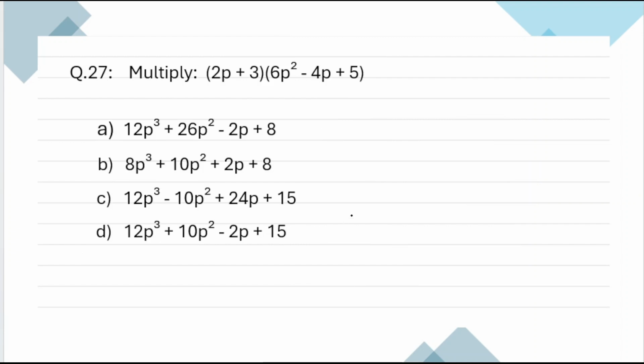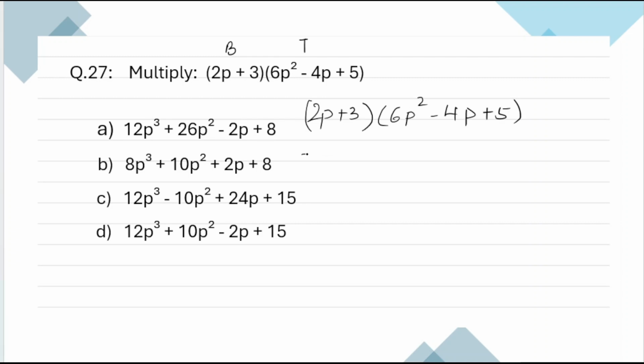Multiply 2p plus 3 with the trinomial 6p square minus 4p plus 5. So this is a binomial and this is a trinomial. But the process, the method stays the same. We will be using distributive property. So let's write it. 2p plus 3 multiply by 6p square minus 4p plus 5.